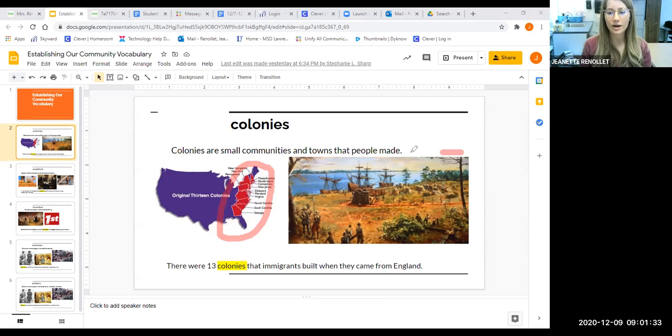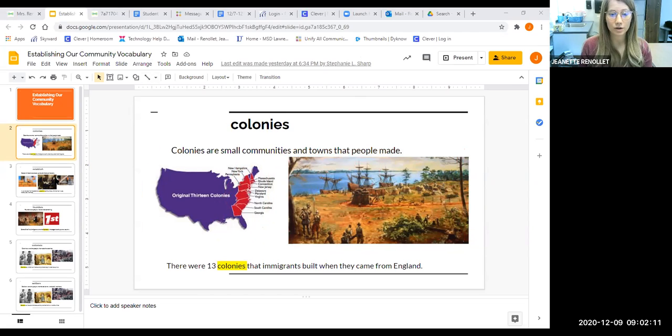Here's a picture of what it might have looked like when more immigrants started to move to our country. There were only Native Americans here. There weren't buildings, there weren't schools, there weren't stores. It was just land. So the people who moved here started building their own communities. You can see in the picture that there's ships that they were coming over on, and they started to build little homes for them to live in.